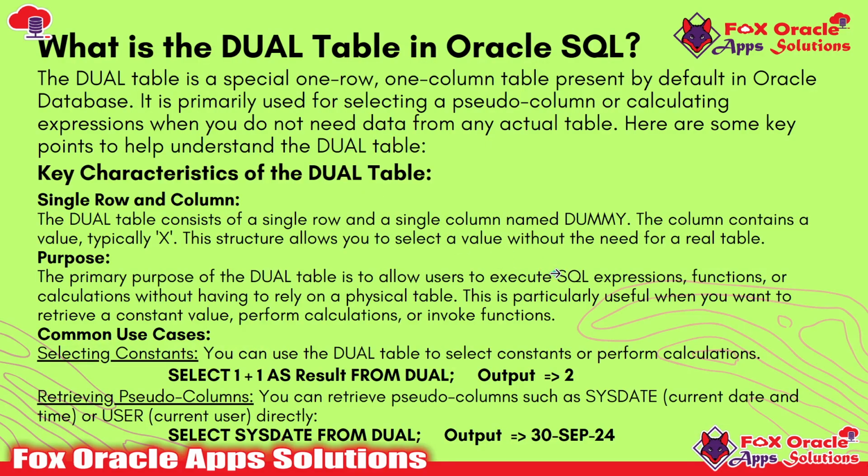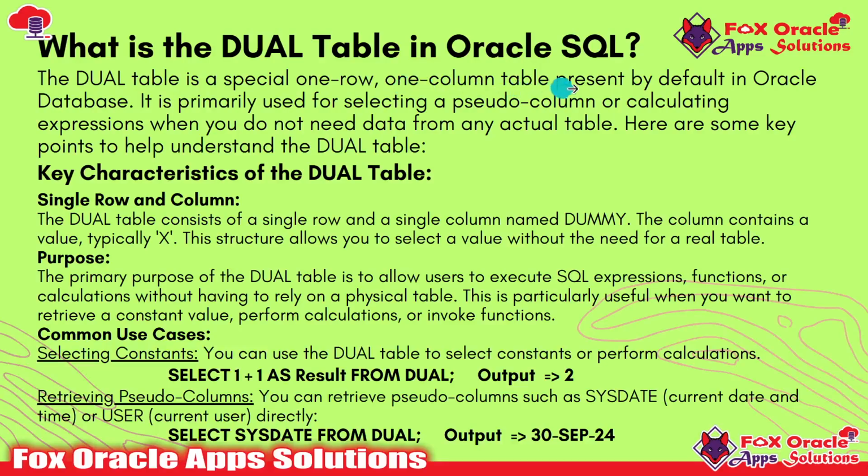You can see that the dual table is a special one row, one column table. Sometimes the interviewer asks what the meaning of the dual table is and how many columns are there in the dual table. It's quite simple: the dual table is a special table which has one row and one column already defined. You cannot add or remove columns there, and whatever value we want to display, you can use this temporary table to display a few values.